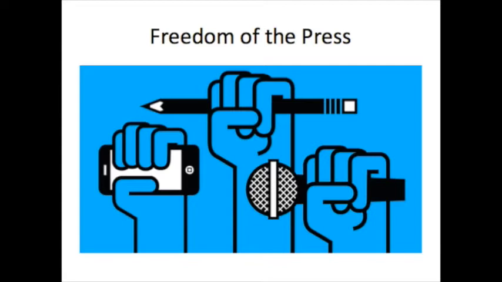So we have the freedom of the press so that we, the people, can be informed. The press, in all of its many different forms, has the right to search, find, and publish information about our government, what it's doing, and what it thinks that we should know about.